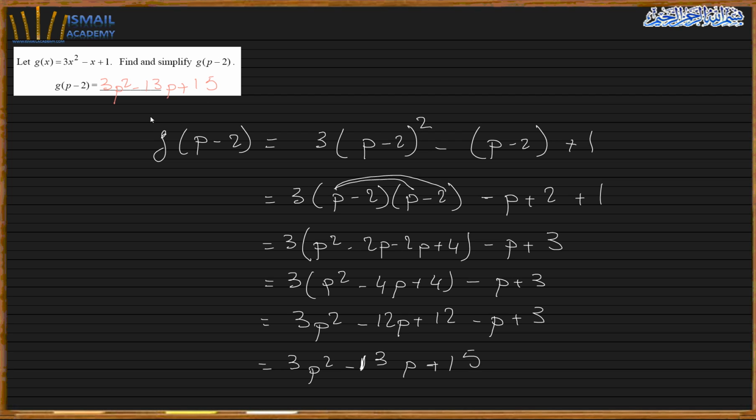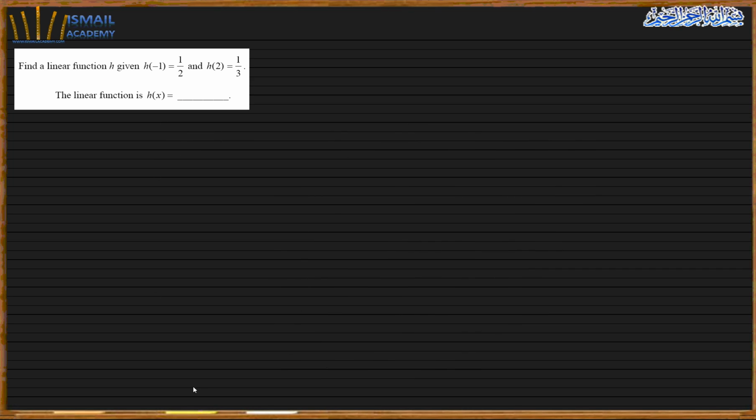So I hope it's clear here. Last question for today. Here they ask me to find the linear function h. How do we define a linear function? h of x is ax plus b. x is the variable of the function, but a and b are fixed constants, which are the slope and the y-intercept.